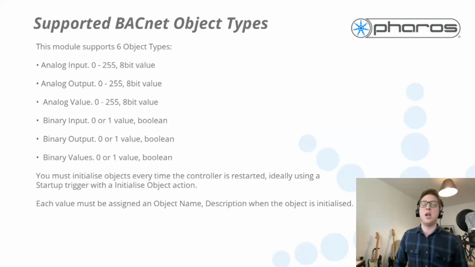One thing that's really, really important when you're using BACnet, though, is that you must initialize any objects that you wish to use on startup. Really important. I'm going to show you how to do that in a little while, but you have to do that with BACnet as opposed to Modbus. Again, it's just how the protocol works. And also, each value that you initialize needs an object name description when it has been initialized. And again, I'm going to show you that in a little while.